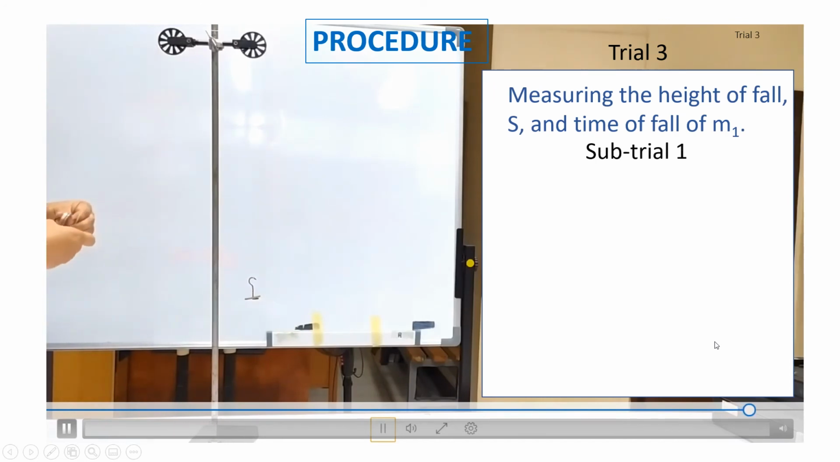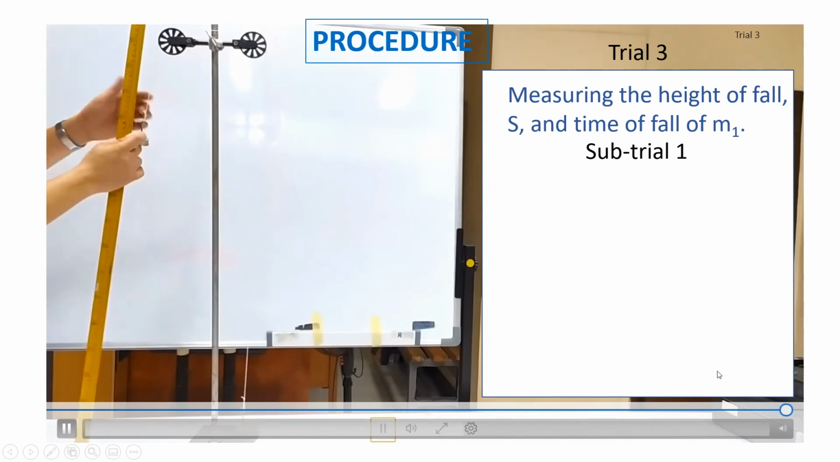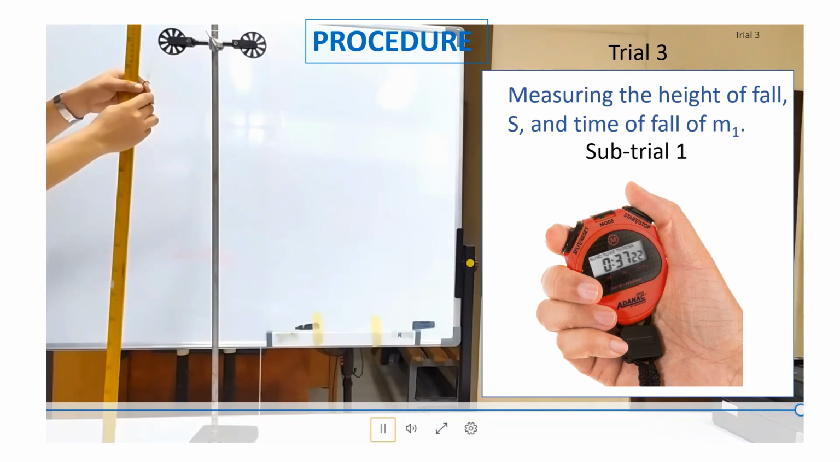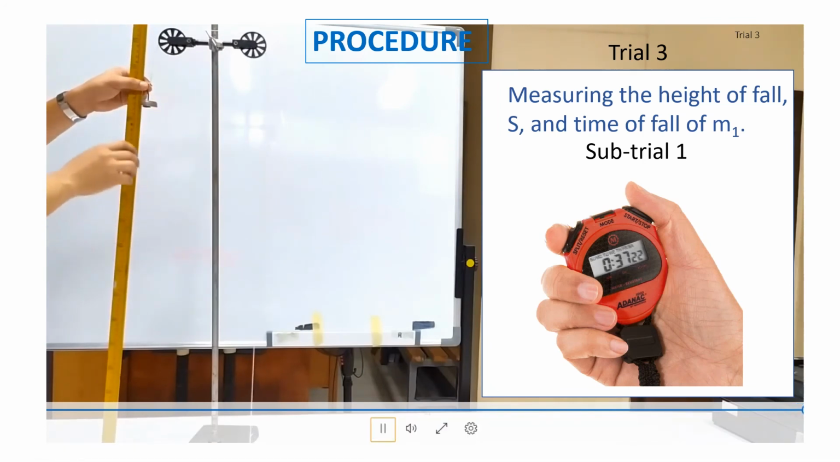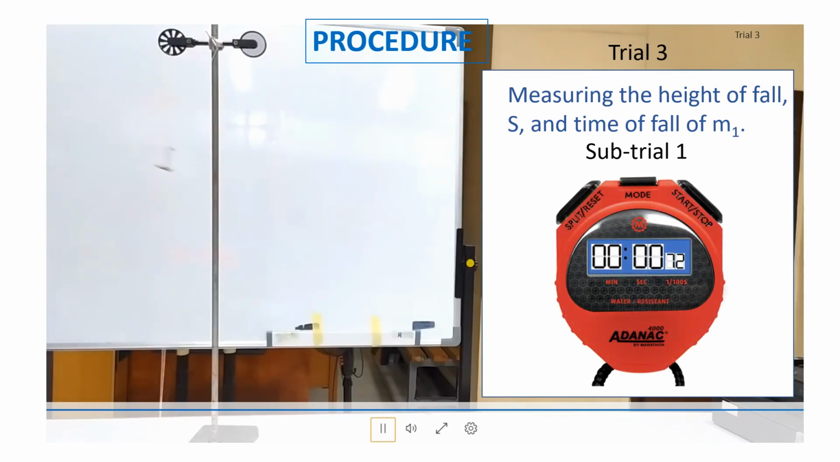The system of masses for the third trial, sub-trial 1. Measure the distance of fall as recorded on the table. The distance of fall is kept constant or the same as the other trials. The time of fall will be obtained using a stopwatch. Hold the heavier mass to avoid early descent. Taking of time and release of m sub 1 should be at the same time. When done, read the time of fall and record on the table.